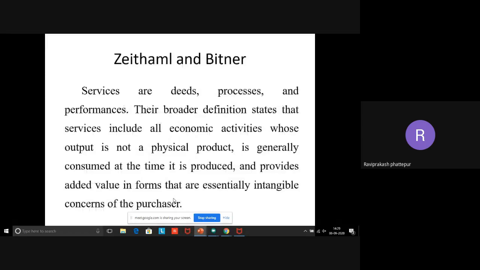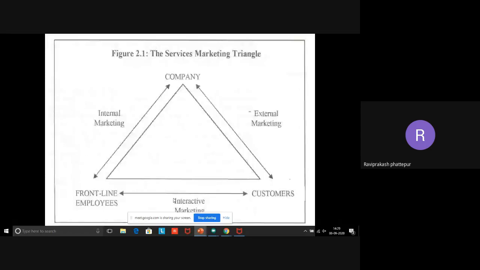Okay, I was talking about the services marketing triangle. So you can see the services marketing triangle on the screen. It has 6 different things that you need to take into consideration, or these are 6 things that need to be explained in your examination. That is, first is the company, second is the frontline employees, and third is the customers. And in between you can see arrows where it is said internal marketing, external marketing, and interactive marketing.